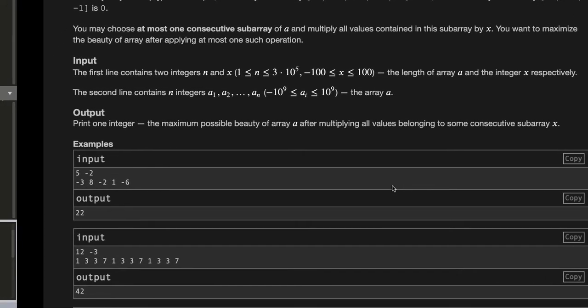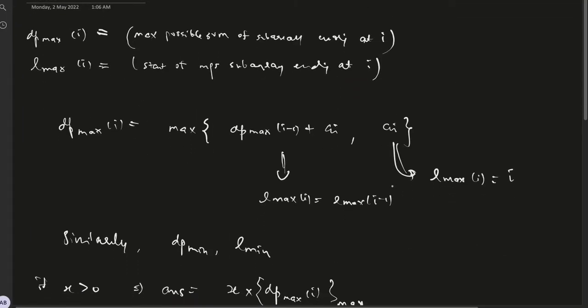So the way we do this is, my first thought for solving this question was, let's say we were not allowed to do the operation of multiplying by x, then this would have been a standard DP problem. Now we have multiplication by x.